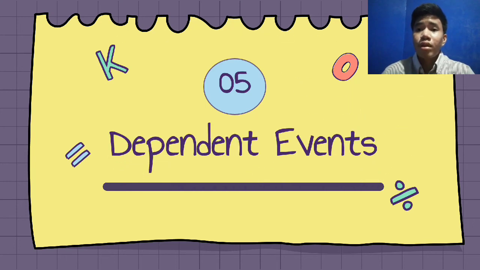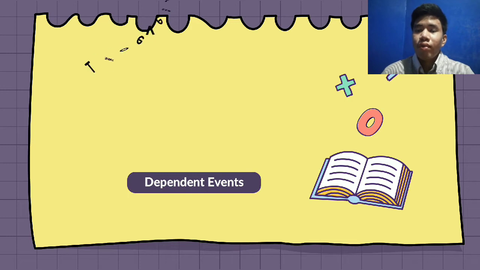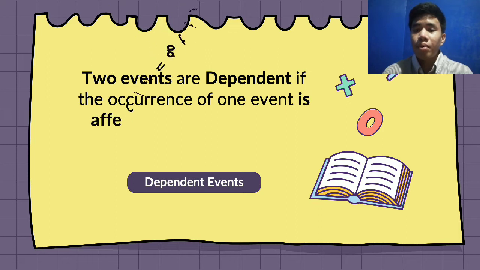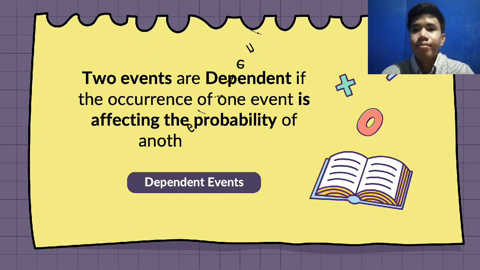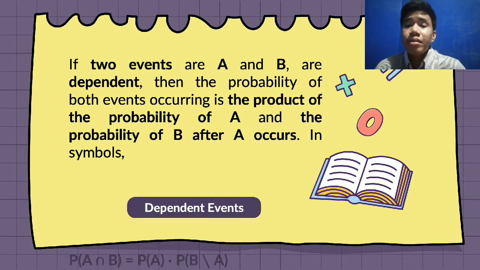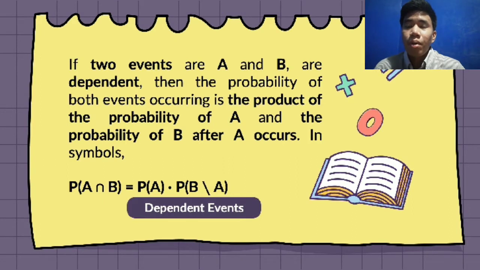Let's move on to the dependent events. Two events are dependent if the occurrence of one event is affecting the probability of another event. If two events A and B are dependent, then the probability of both events occurring is the product of the probability of A and the probability of B after A occurs. In symbols, P(A and B) is equal to P(A) multiplied by P(B after A).